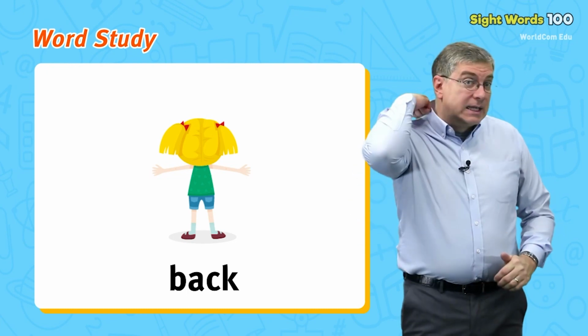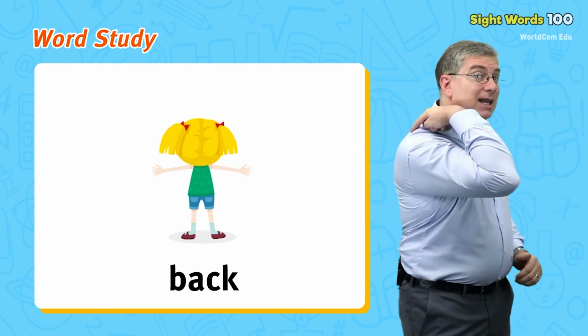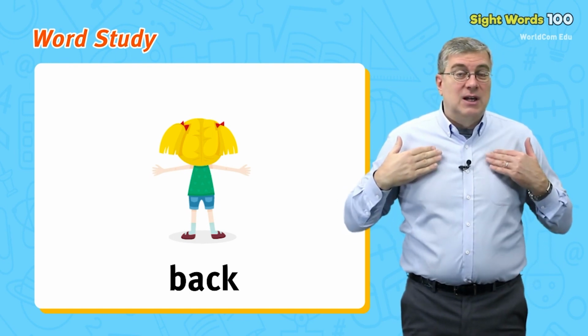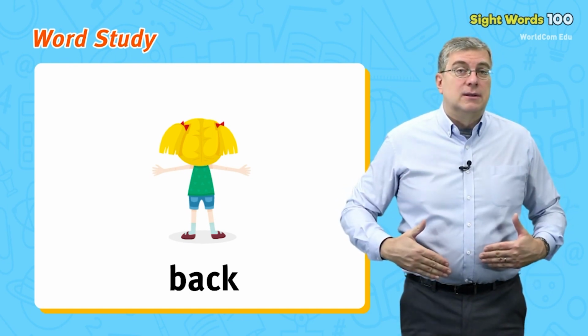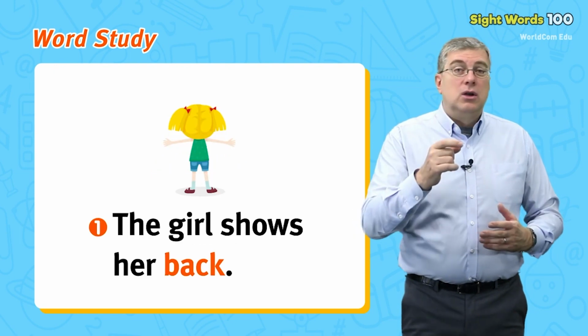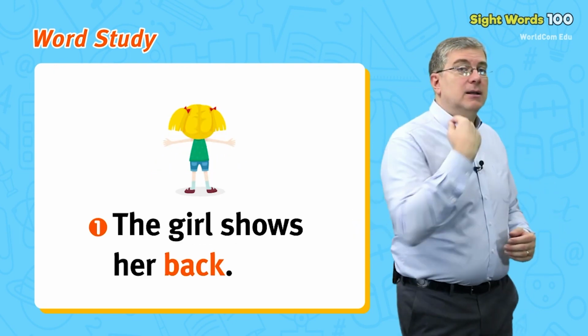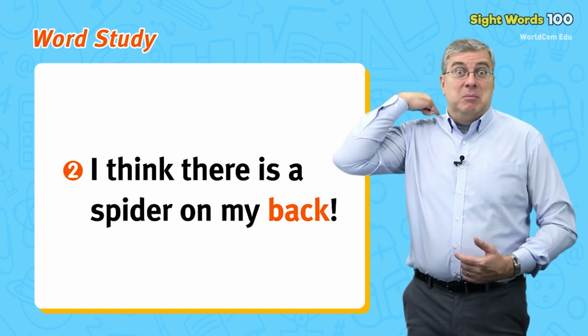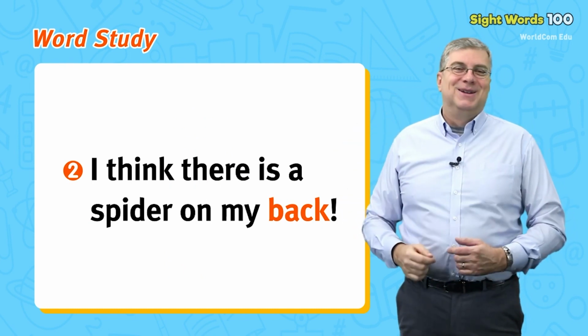The next word is back. A back is the part of the body that is behind you. It is the opposite of your front. So, the girl shows her back. Or, I think there is a spider on my back. Oh no.